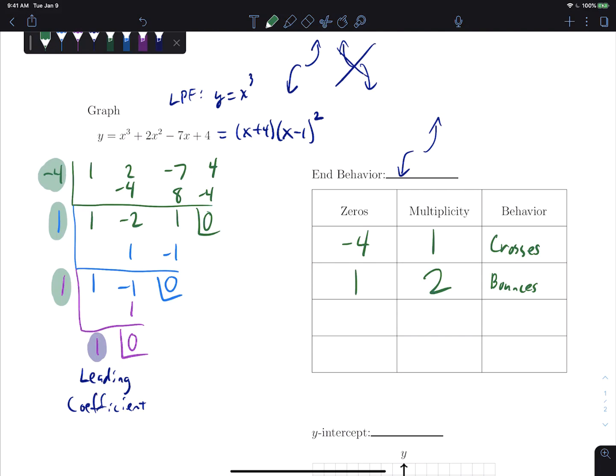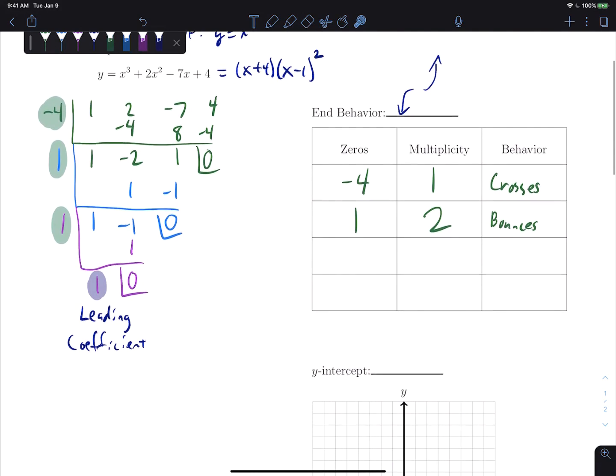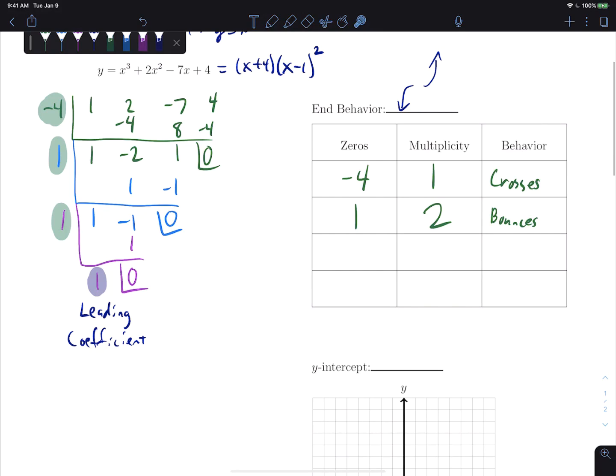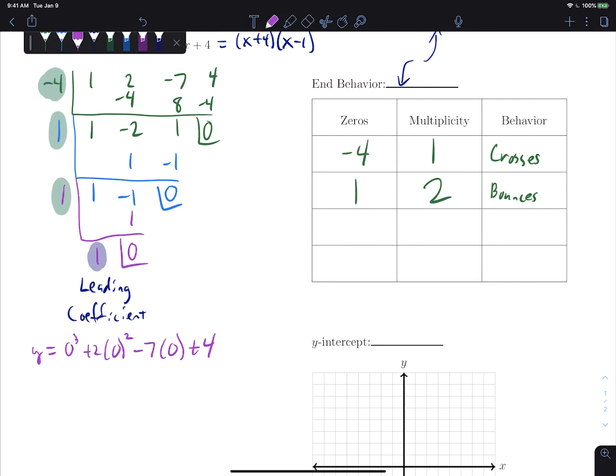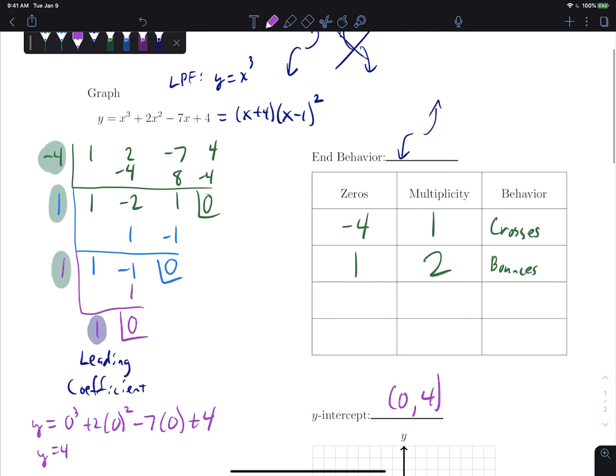Fantastic. Now for the last bit, we want to figure out the y-intercept. To do so, just replace all the x values with 0. So for the y-intercept, we have y equals 0 cubed plus 2 times 0 squared plus 2 times, minus 7 times 0 plus 4. Notice that all of these are 0 and we're just left with that constant term of 4. So the y value is 4, so the y-intercept is the coordinate (0, 4).